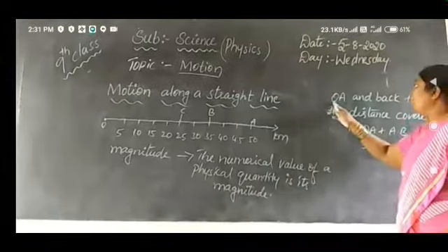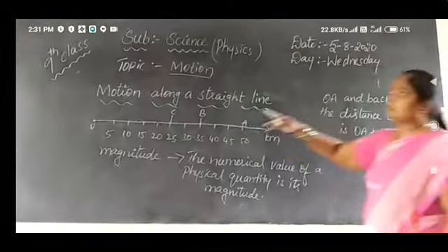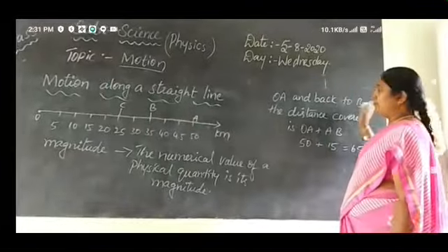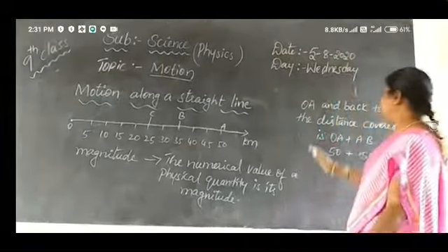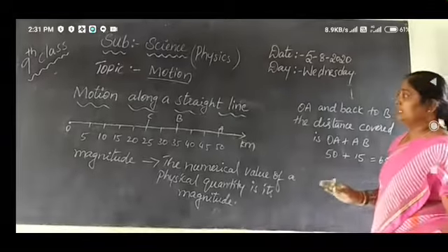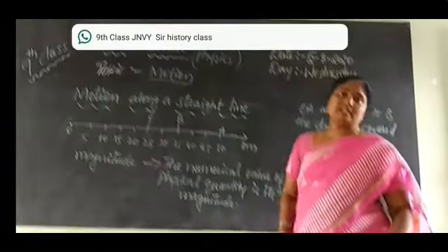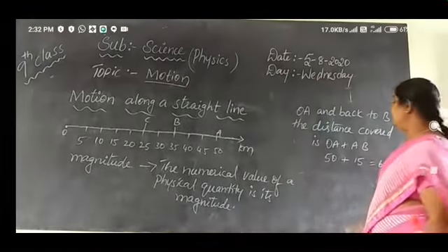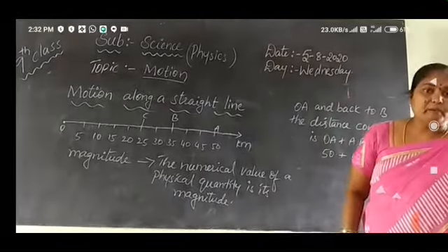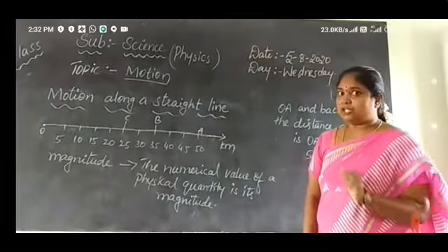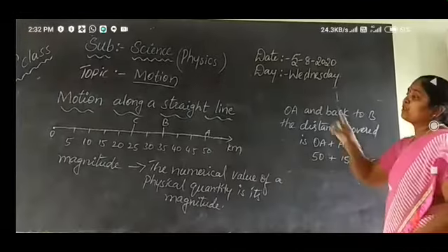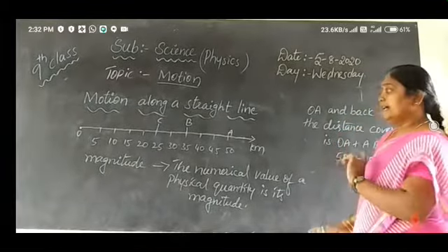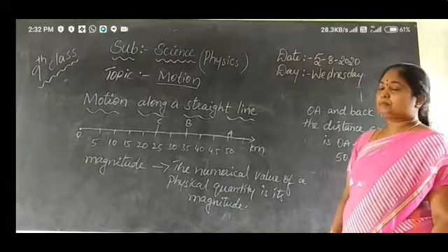So, if we see OA, the person who is traveling from O to A, and once again he came back to B, that means from A to B. What is the distance covered? From O to A, we have 50 kilometers, and back from A to B, we have 15 kilometers. Totally, he has traveled 65 kilometers. This is the distance traveled, not the magnitude. This distance is covered by O to A and A to B. This is the distance covered, the distance traveled. It doesn't come under the magnitude.